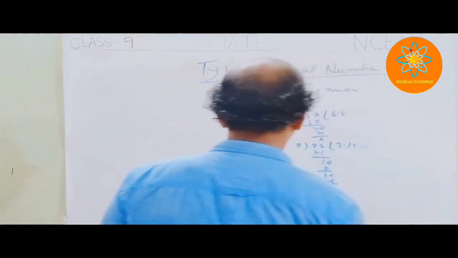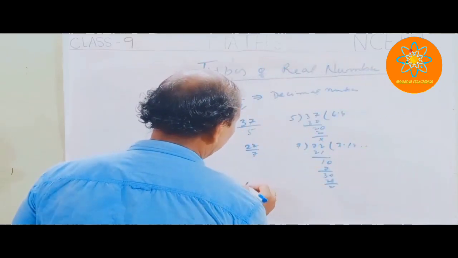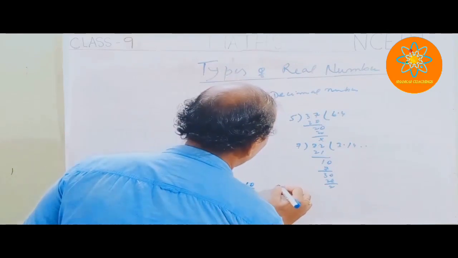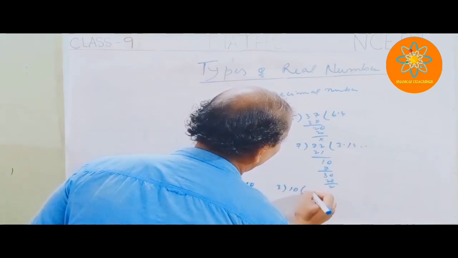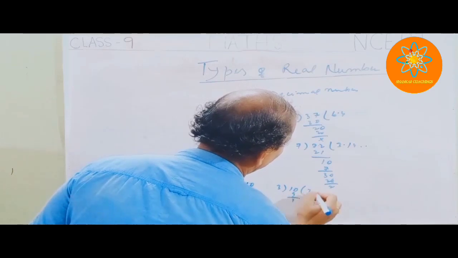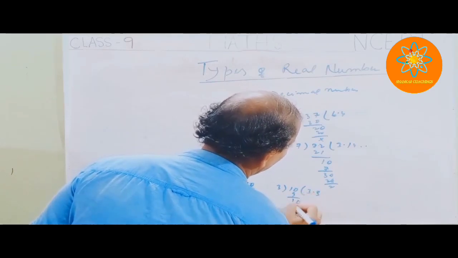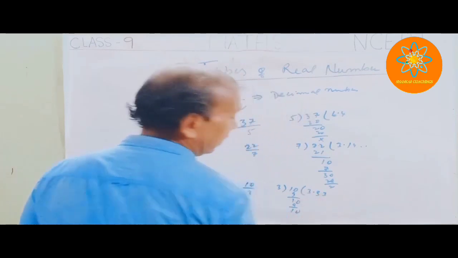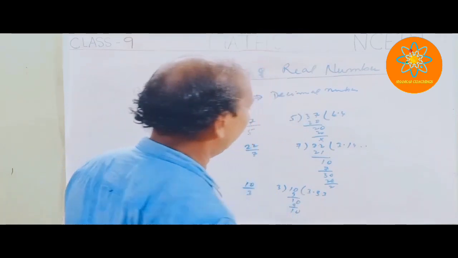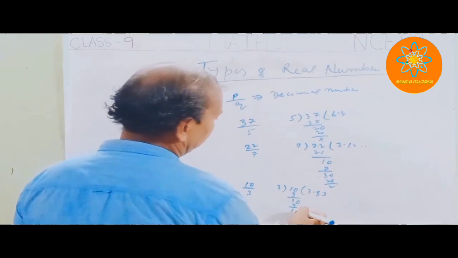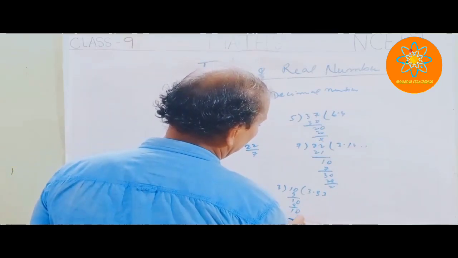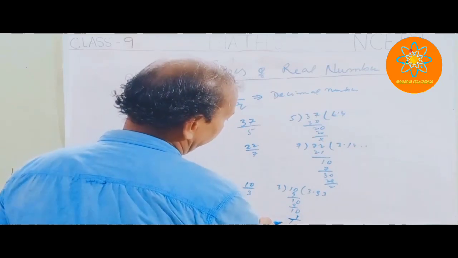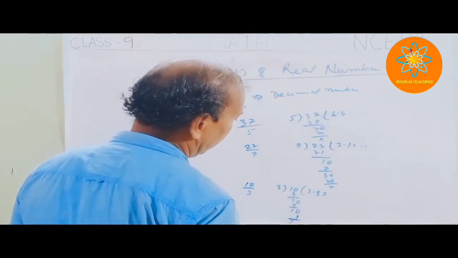For the recurring case, let's suppose I am taking 10 by 3. So 10 by 3 is how much? 3 3 is 9, 1.0. 3 3 is 9, 1, 0. See, here it is repeated. So that is the meaning of that one. That means this is non-terminating and recurring.